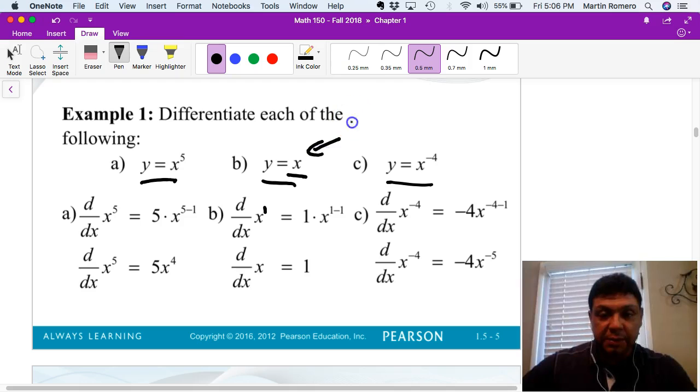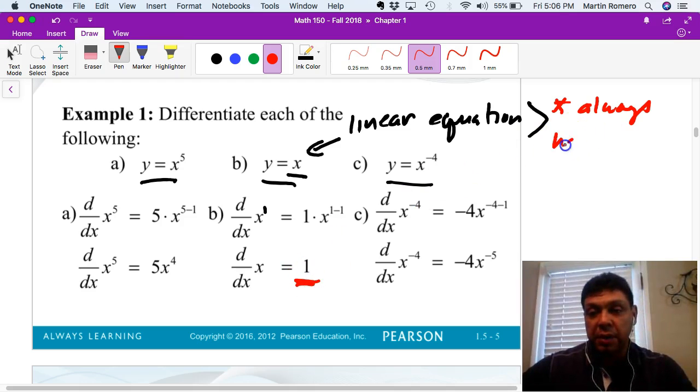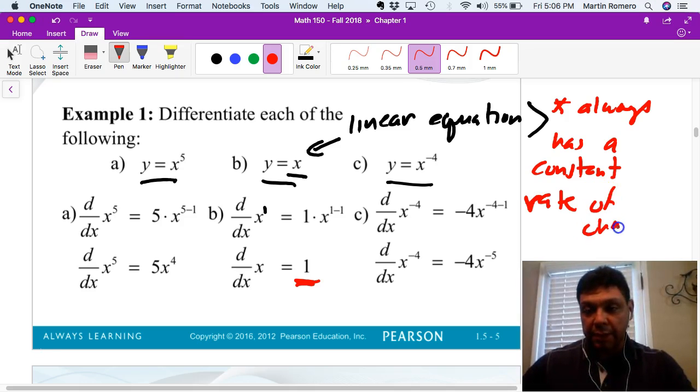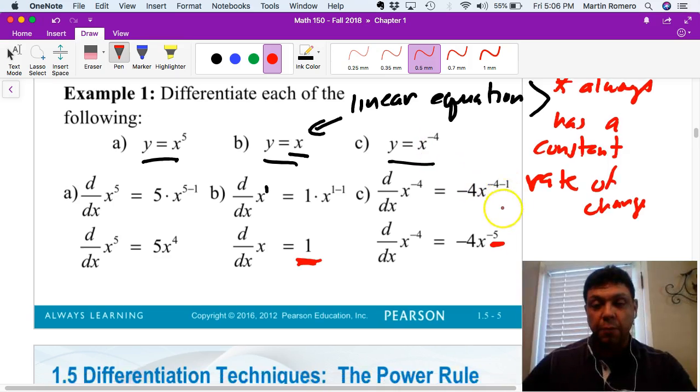Keep in mind, since this is a linear equation or linear function, a linear equation always has a constant rate of change. It always has a slope, and that never changes, and that's why the answer is constant. So you're always going to get a numerical value when you take the derivative of a linear equation, a constant rate of change. Keep that in mind. Then you can see even a negative exponent follows the same rule. Be careful here, it goes to negative 5 because we're reducing by one, negative 4 minus 1.